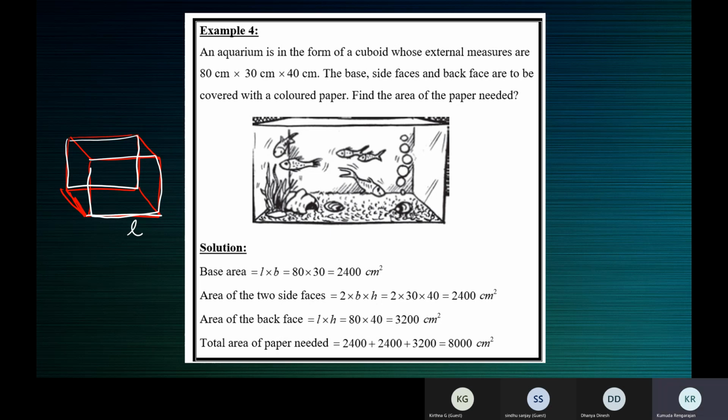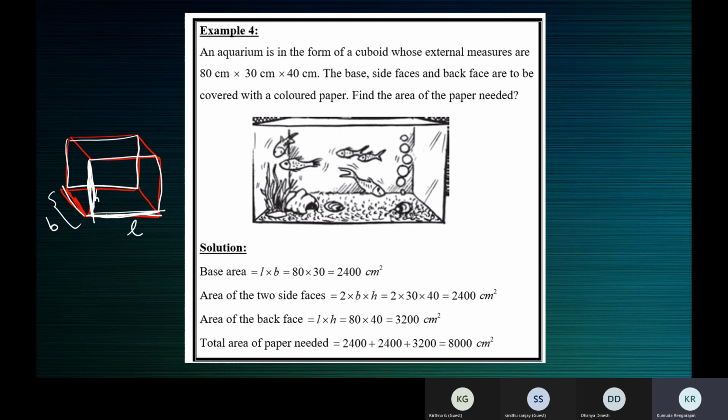Okay, so we know that this is the length of the cuboid. This is the breadth of the cuboid. And this one is the height of the cuboid. Am I right, children? Yes, ma'am. This is the length, this one is the breadth, and this is the height of the cuboid.